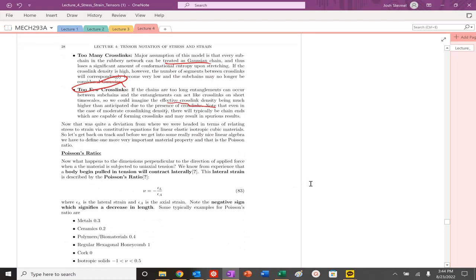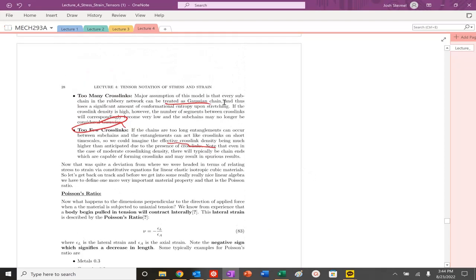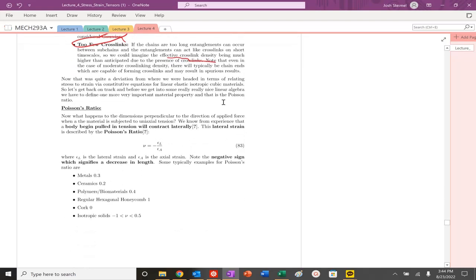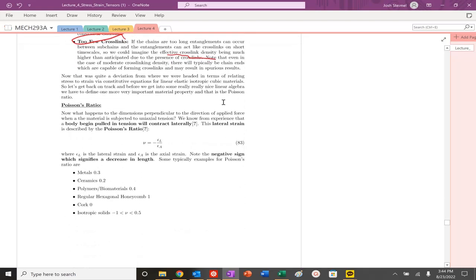Next time we're going to go into Poisson's ratio. There are going to be lots of problems with rubber elasticity with more complex stress states, but you just go through the same formalism and you'll be fine.